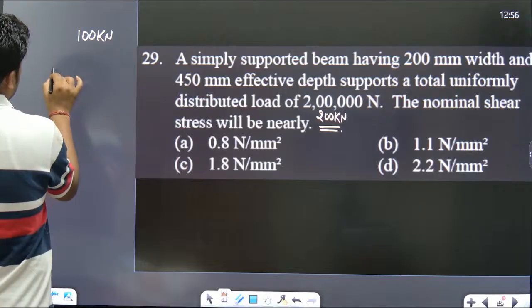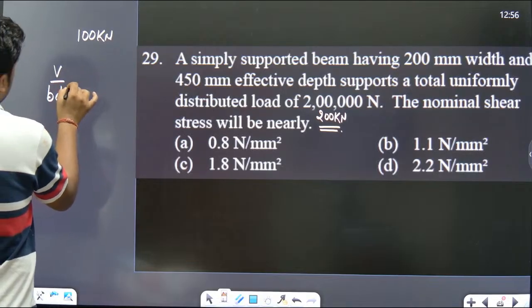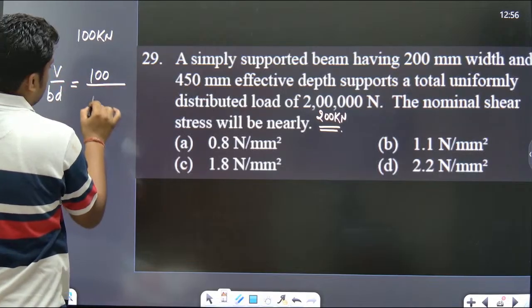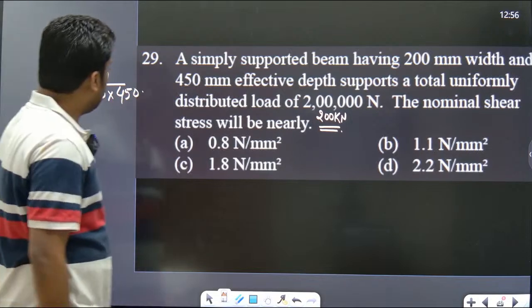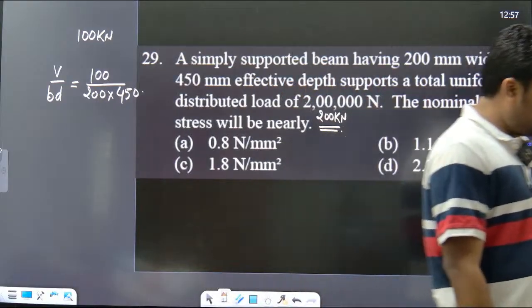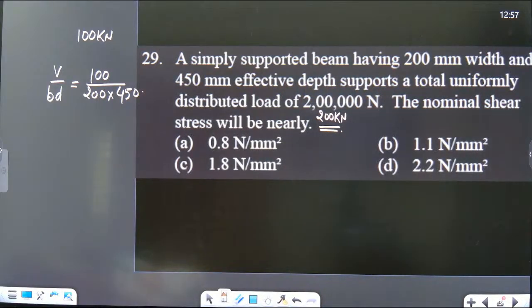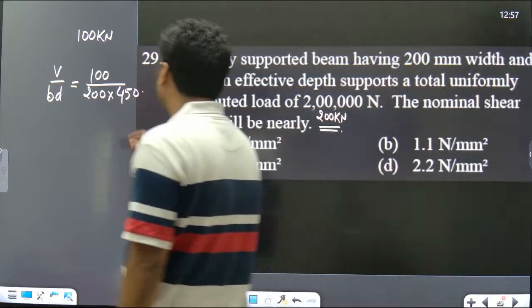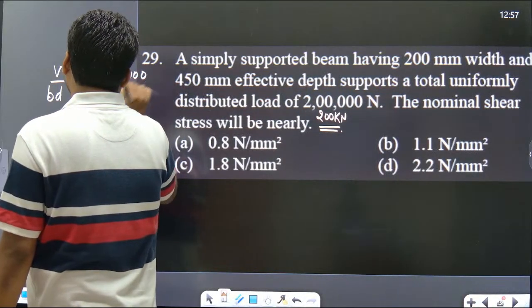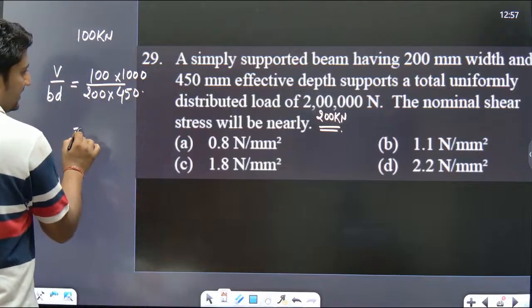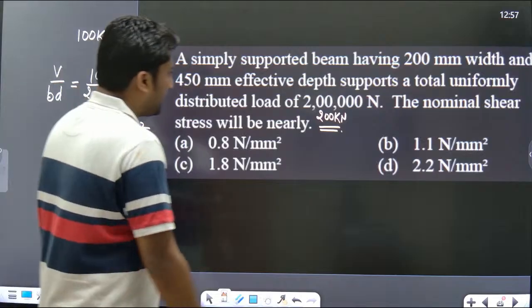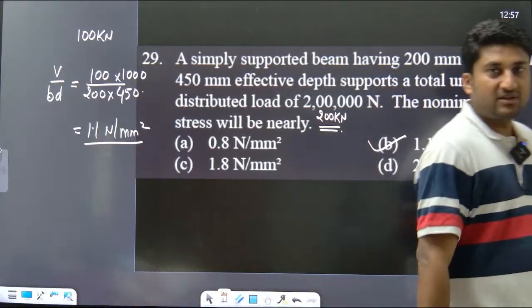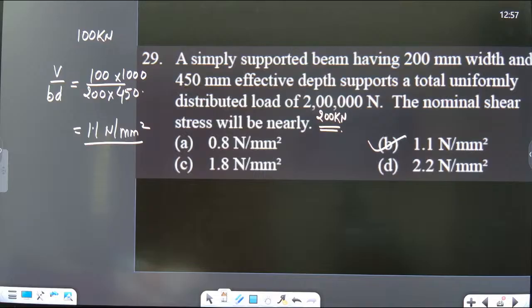So what is the nominal shear stress? V upon BD. So this 100 kilonewton, and B into D is 200 into 450. Convert this into Newton, since kilonewton equals 1000 Newton, and you'll get the answer. From here you'll get the answer as 1.1 Newton per mm square. Option B is the correct answer. Yes or no? I guess option B will be the correct answer.